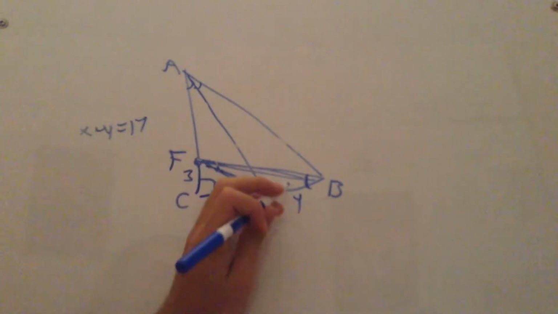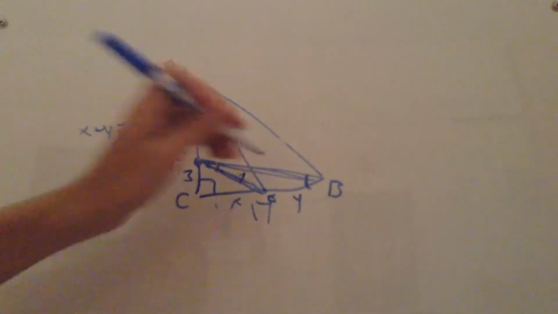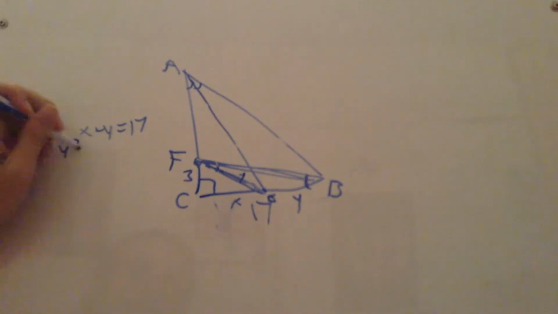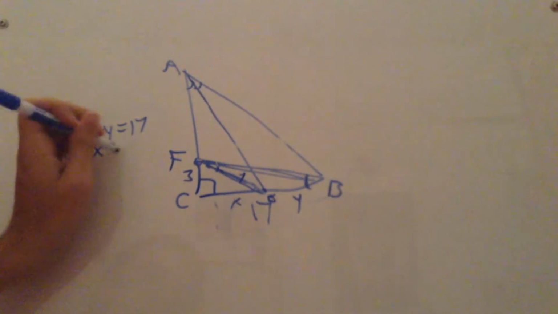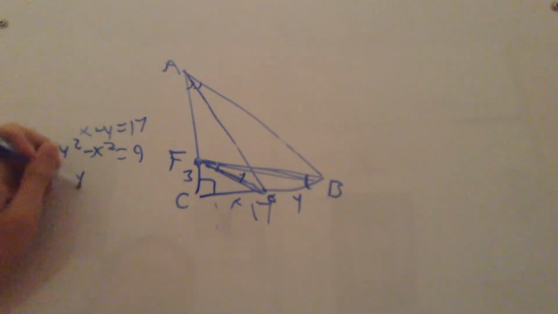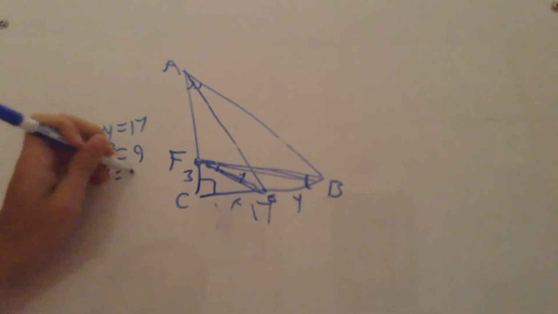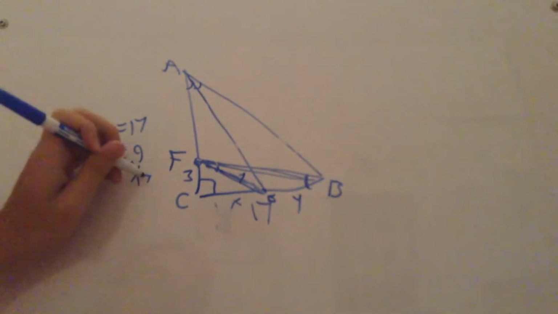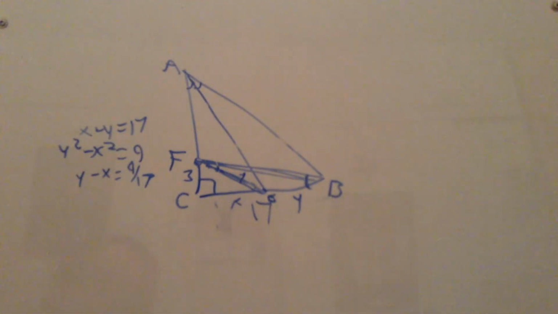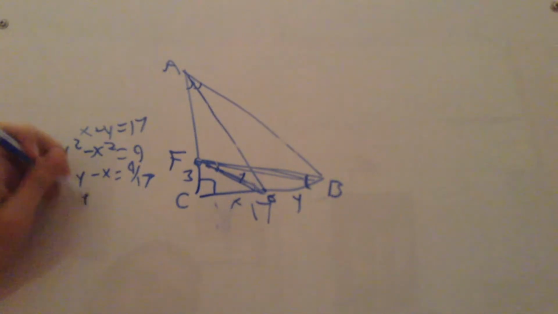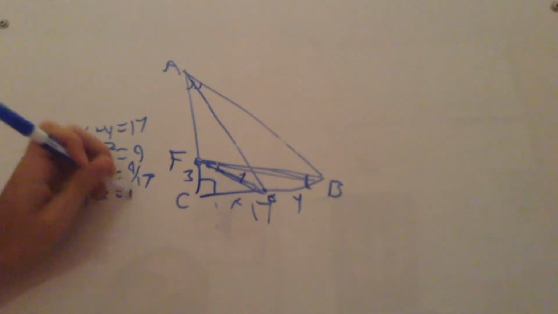And then this is Y, so this is also Y because we found that this is isosceles. So we know Y squared minus X squared by Pythagorean theorem is 9. So I'm going to divide: Y minus X is equal to 9 over 17. So we're already starting to step into some ugly stuff. But Y plus X is equal to 17.